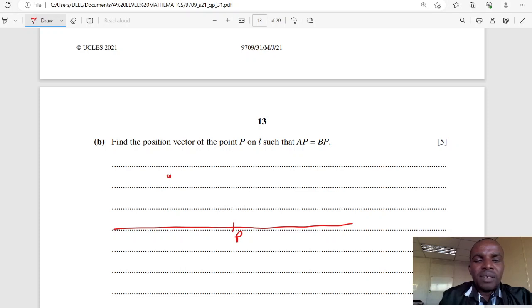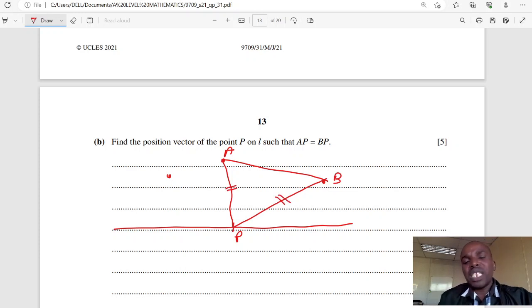Then AP is equal to BP. I can put my A here, and my B somewhere here. So this one is AB, right? Then AP is this one, and BP is this one. So AP is equal to BP, then I mark. These ones must be the same. Then all these vectors are coming from a fixed point, which is the origin, called O.